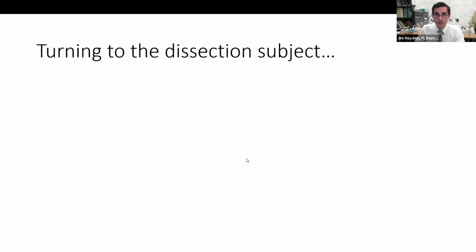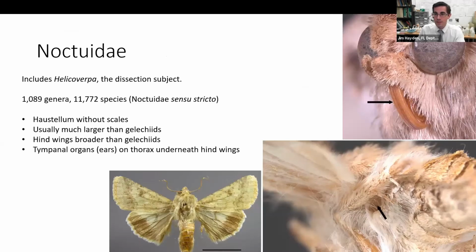So I'm going to turn to the dissection subject now. This is Helicoverpa armigera. This is what we'll be focusing on for the dissection. It belongs to the family Noctuidae, which is an even larger radiation of moths, Noctuidae sensu stricto.